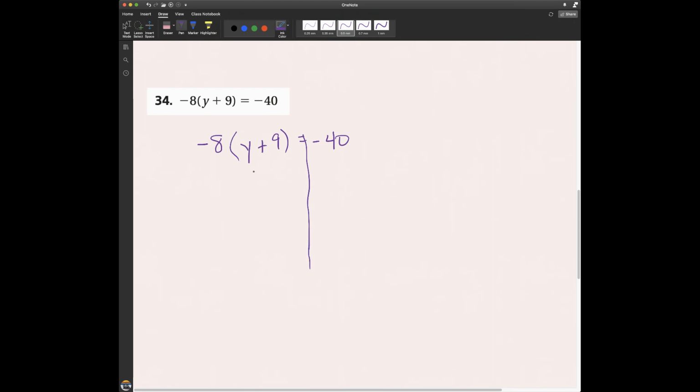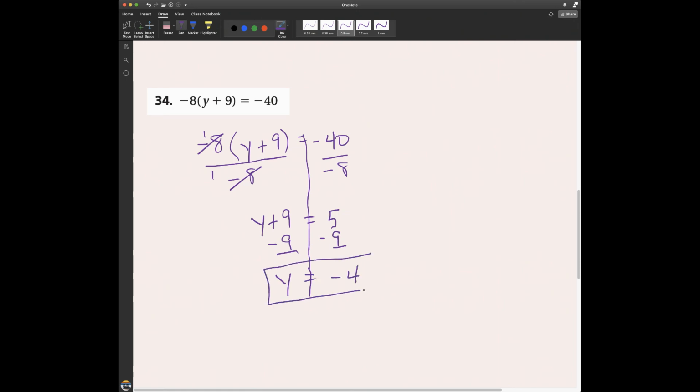Again, let's divide by negative 8 on both sides, because the negative 8 here cancels with the negative 8 in the numerator. And then I'm left with y plus 9 equals negative divided by negative is positive. So negative 40 divided by negative 8 is 5. And then I just subtract 9 from both sides. And that leaves me with y equals negative 4. There you go. And you're done.